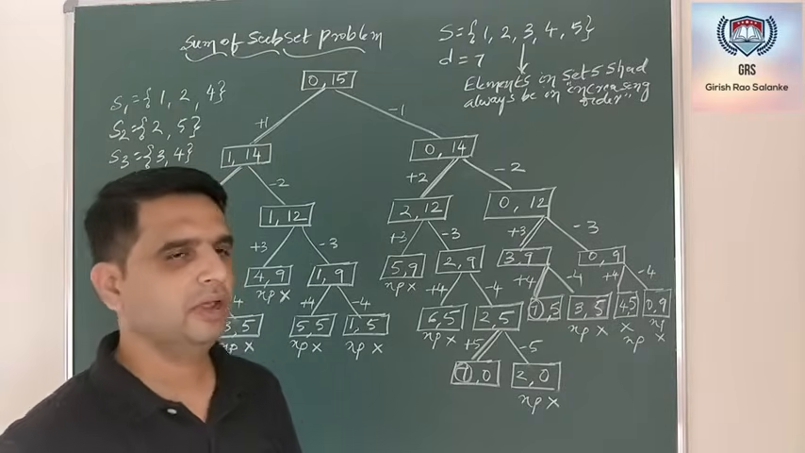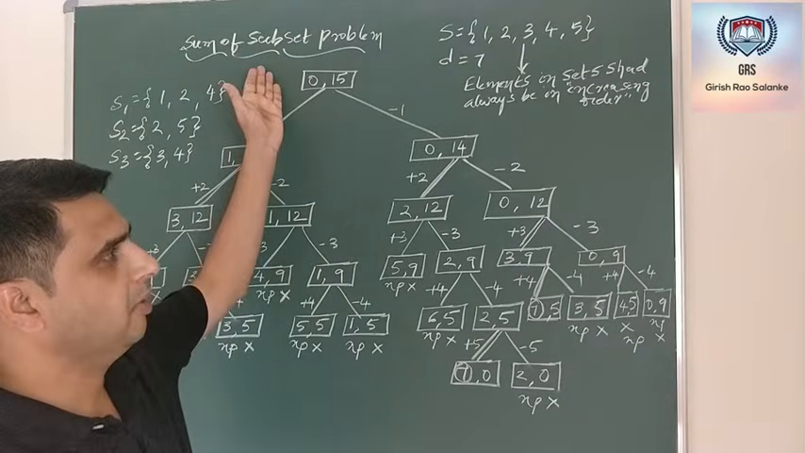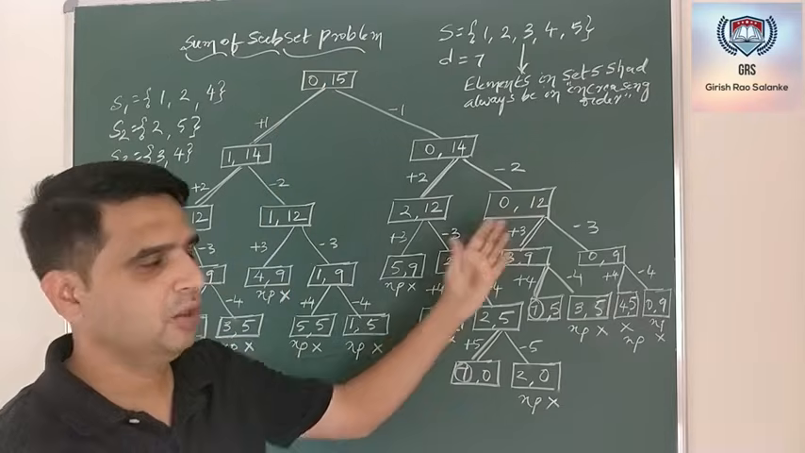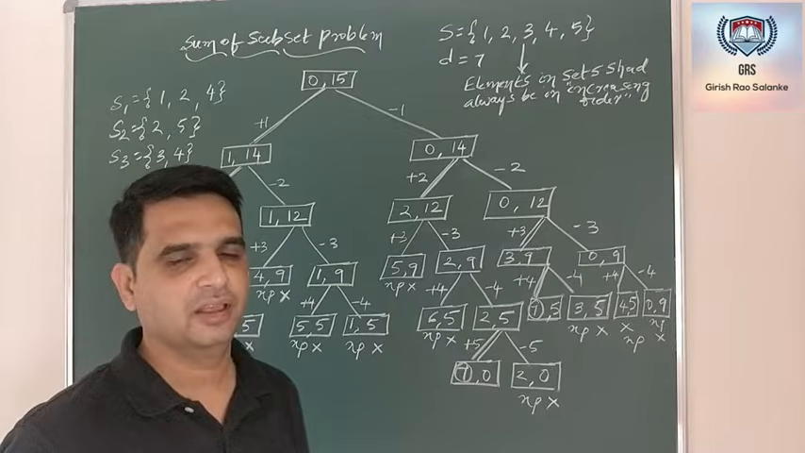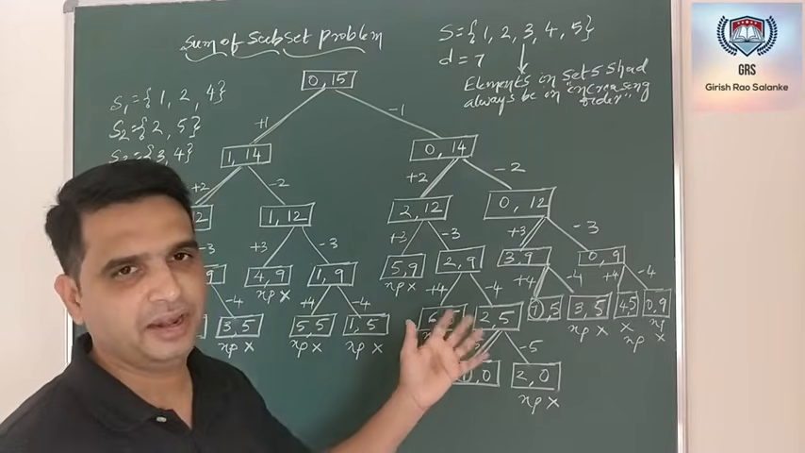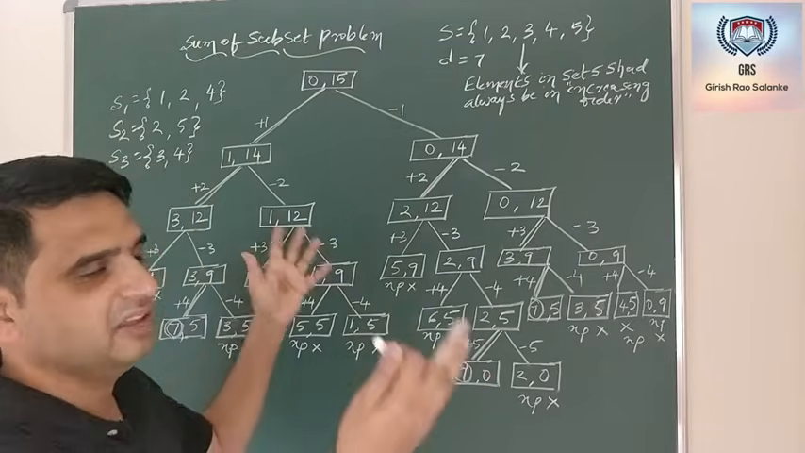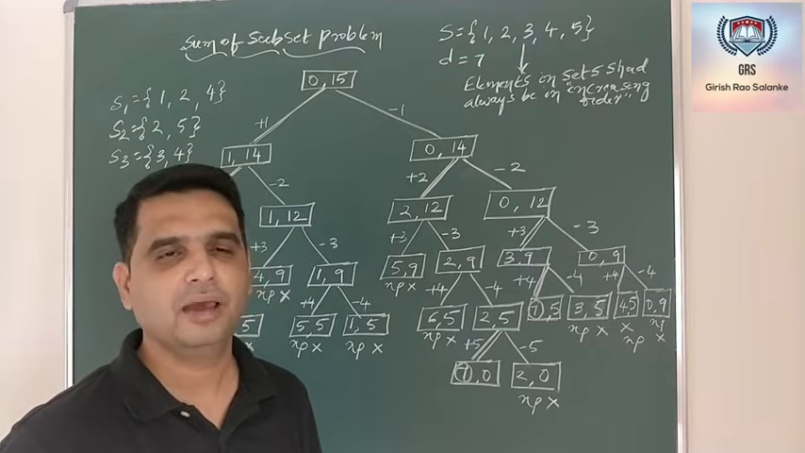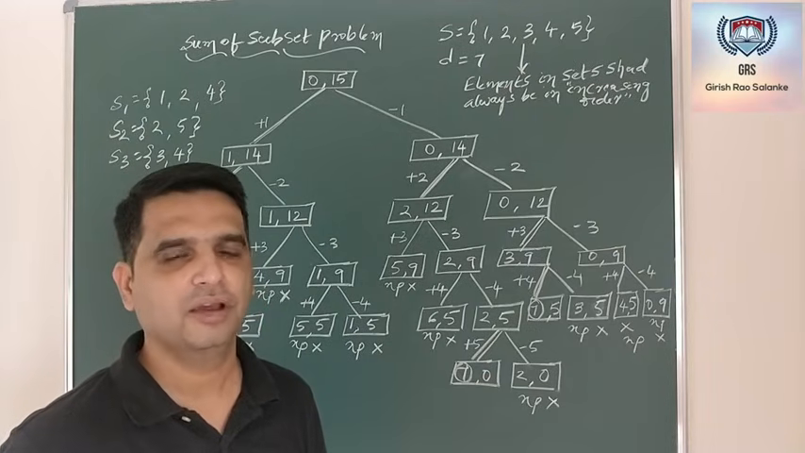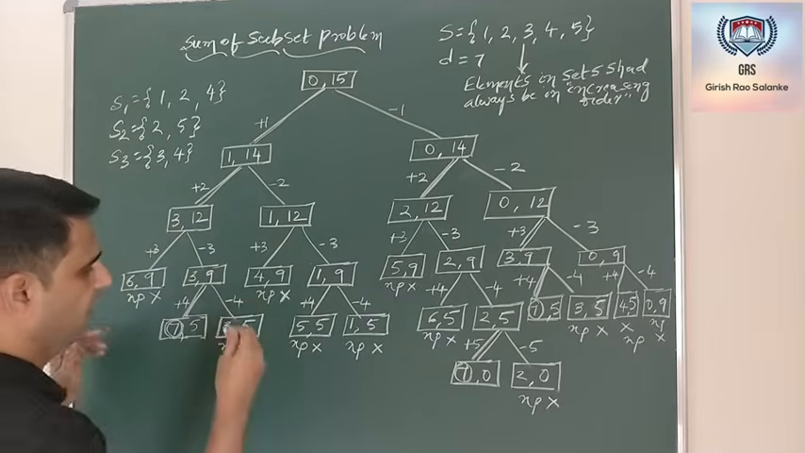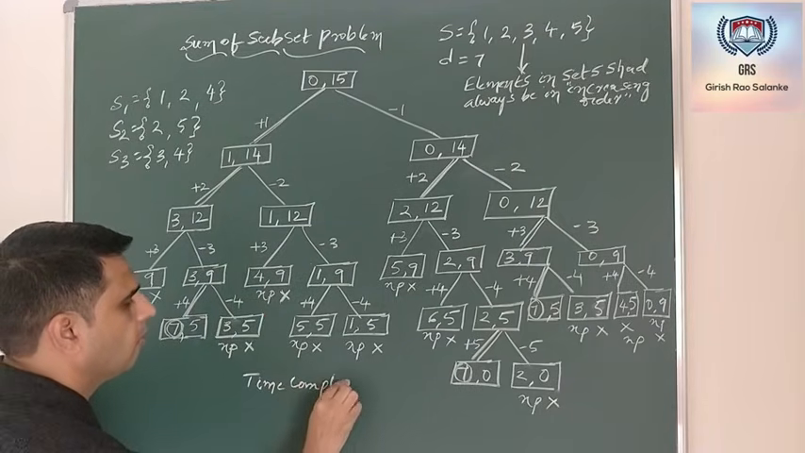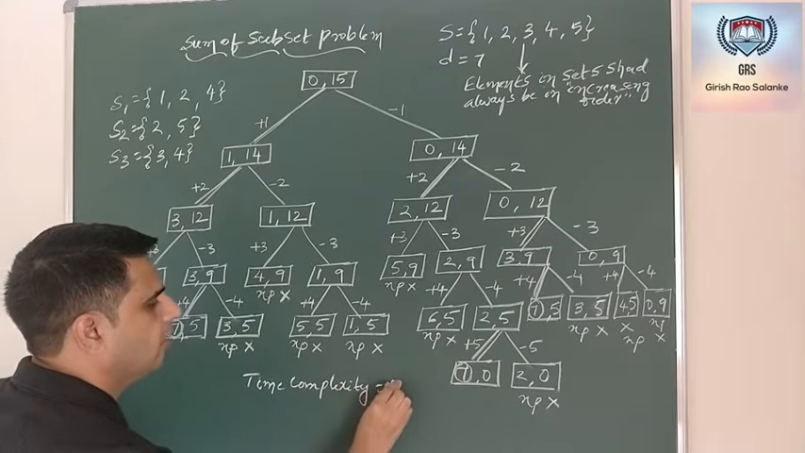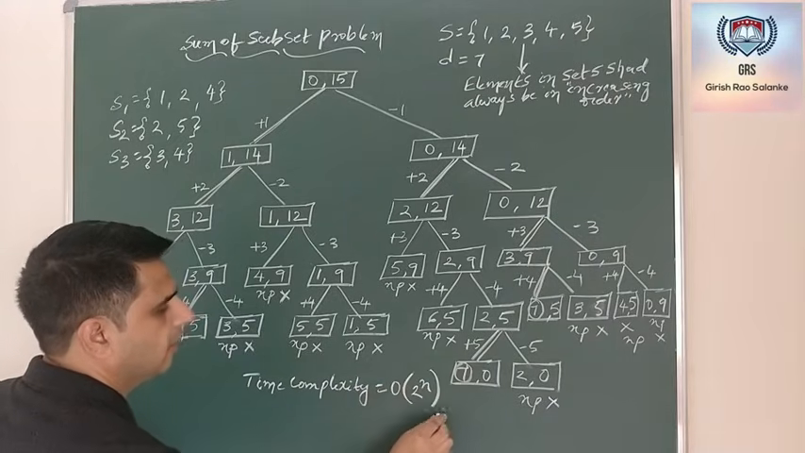Now coming to the time complexity of solving the sum of subset problem with backtracking. Now if you see, it depends upon the number of nodes that we have in the state space tree. Now, the state space tree is a binary tree. In worst case, if the binary tree is a complete binary tree, then we'll have 2 power n nodes. Hence the time complexity is order of 2 power n.